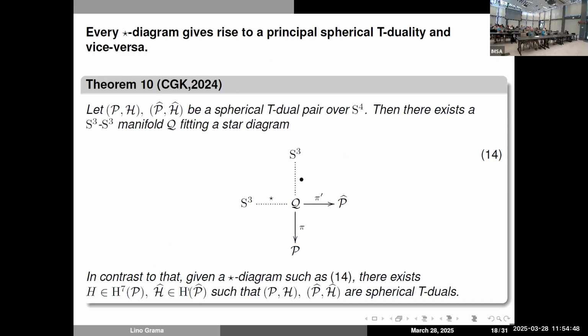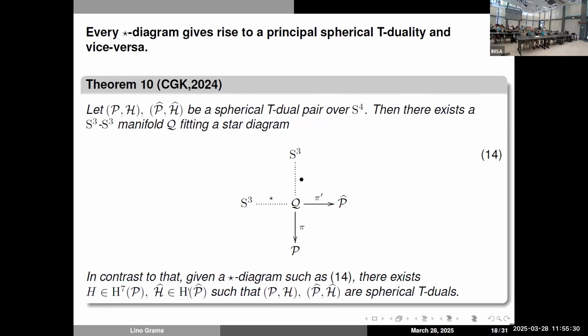After this analysis of this star diagram, we can put the spherical T-dual in this language also. Namely, if we start with a pair of spherical T-dual pairs over S4, then there exists an S3 action fitting this star diagram. And the opposite is the same. If I start with the star diagram, there exist forms H and H hat such that the pair are T-duals.